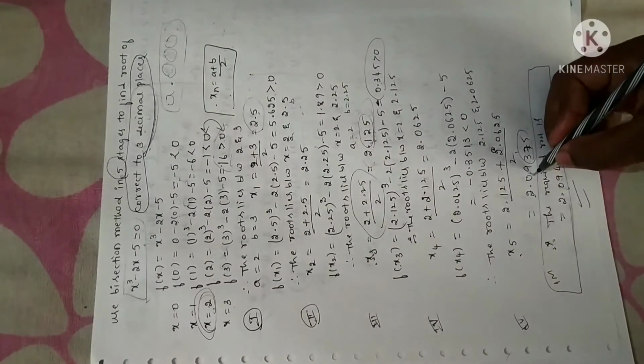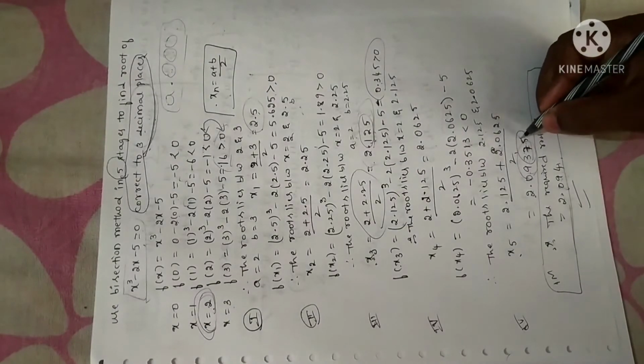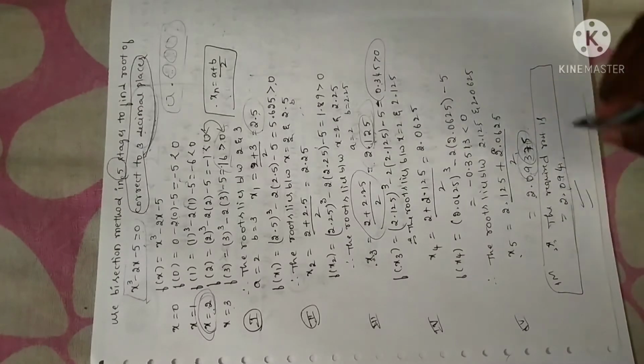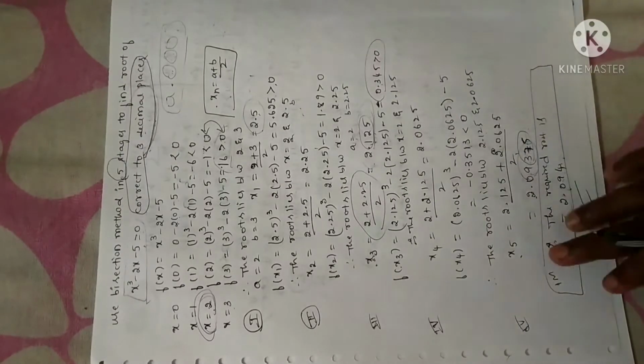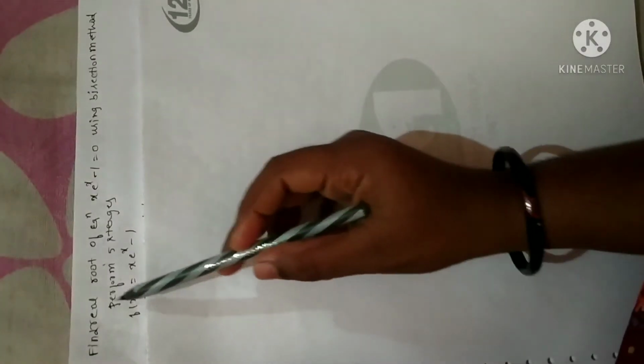Suppose if they asked you to round up at 4 decimals, you have to round up right from here. So suppose if you have 6 here, you have to make this as 8. Clear? Hope so it is clear. Now let me go through the next problem. So here you have a second problem.